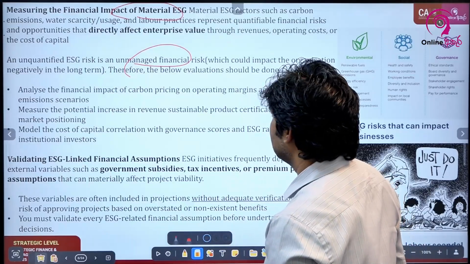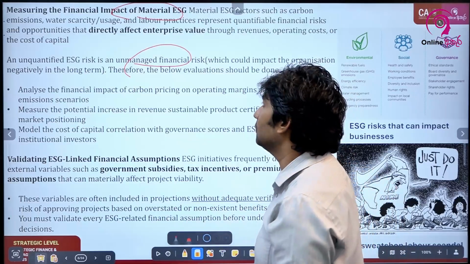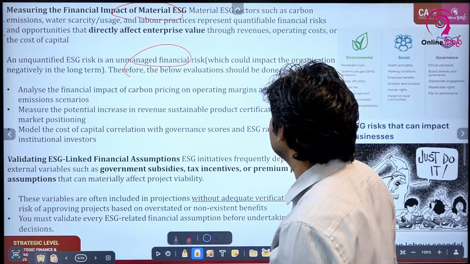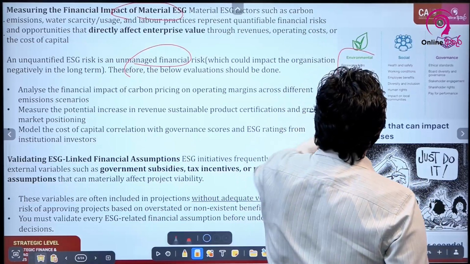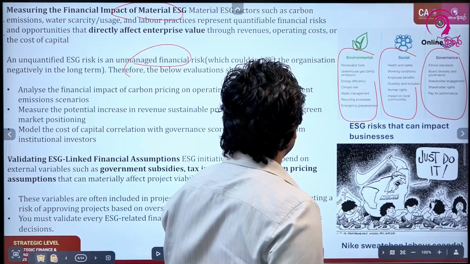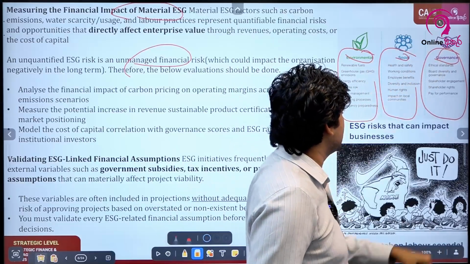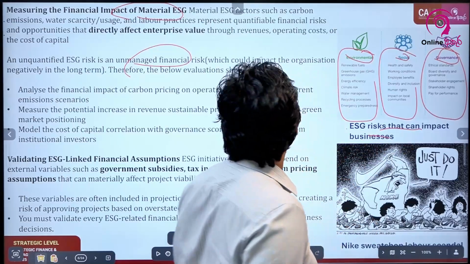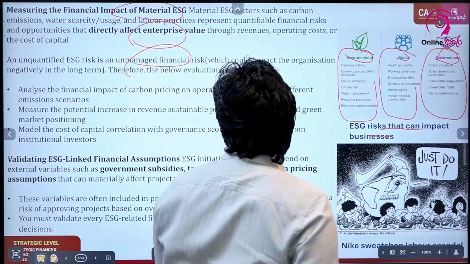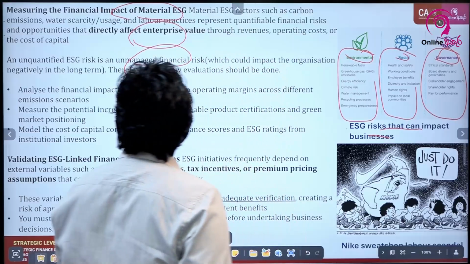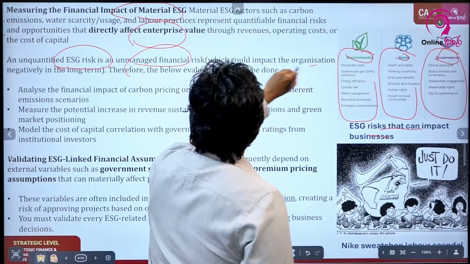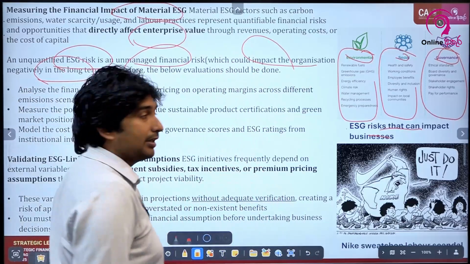Material ESG factors such as your electricity usage, your carbon emission, your water usage, whether you are dumping wastages, your wastage collection, your energy efficiency as an organization, you need to measure the financial impact of these ESG factors. This is very important, because when you have ESG risks, ESG meaning environmental, social and governance, here I have highlighted some ESG risks that can impact the organization. You need to correct the material ESG factors, because if you don't, the long-term enterprise value will be impacted in a harmful manner. So, an unquantified ESG risk is an unmanaged financial risk which could impact the organization negatively in the long term.